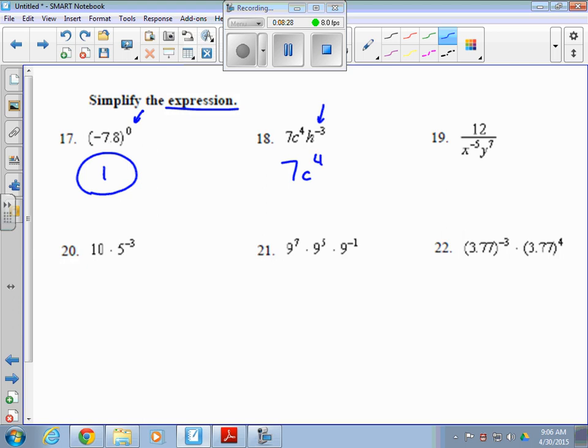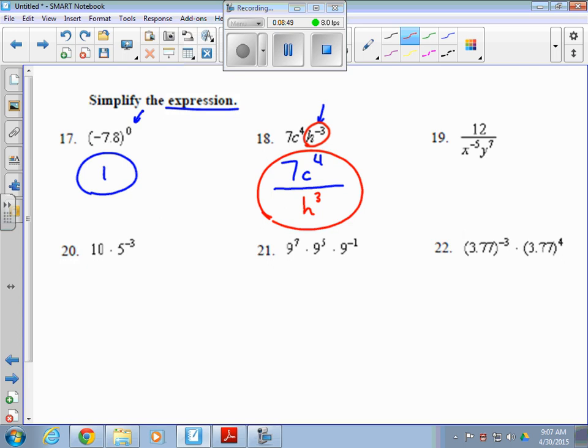But h to the negative 3rd has to ride the elevator. Everything's a fraction, even if it's not written as a fraction, you can put it over 1. Therefore, when we create a fraction out of this one, this will go down and become h to the positive 3rd. So 7c to the 4th, h now to the positive 3rd.